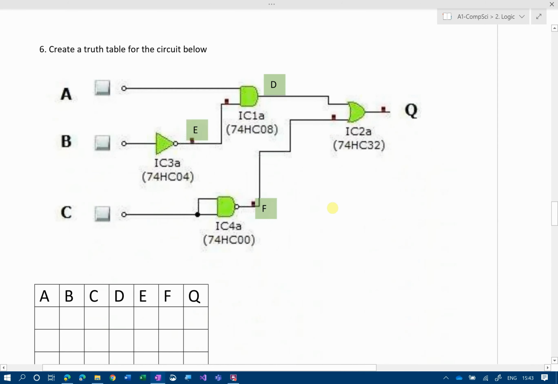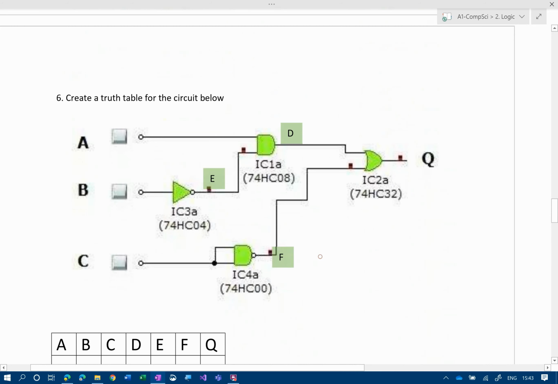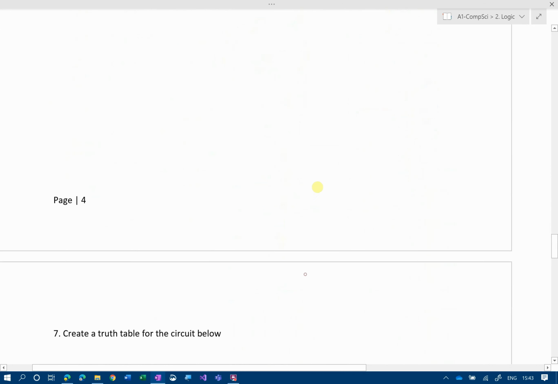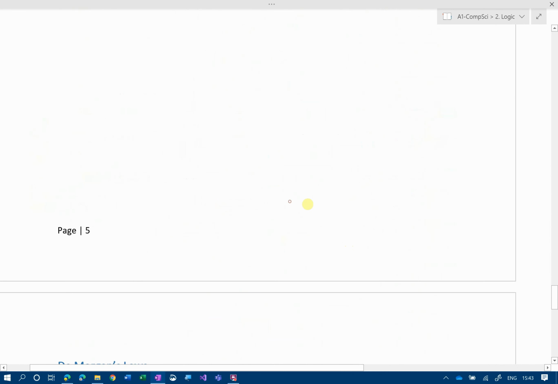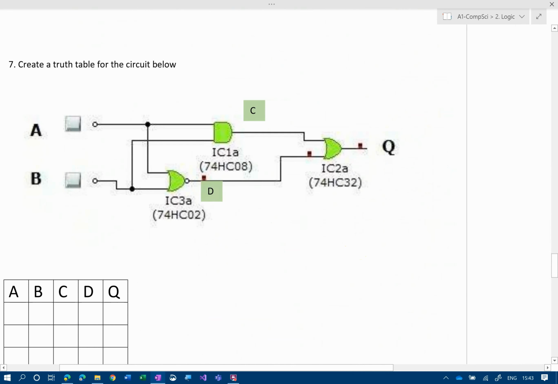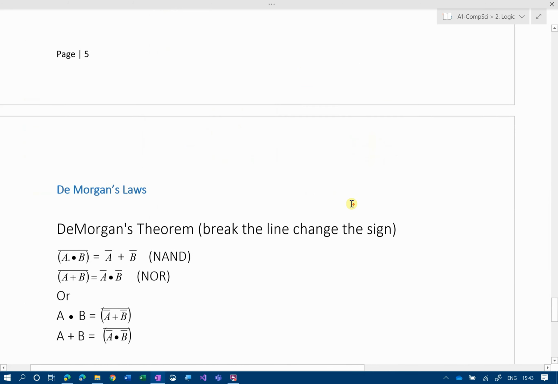Number 6 is another one with 3 inputs, so that one should be fairly okay. Again, I put the intermediates on that one, so it's fairly straightforward. Number 7 only has 2 inputs, so now let's create the truth table, but what I've left out, which I should have done, is plus a Boolean expression as well. So make sure you do the Boolean expression for number 7 as well. Okay, so there we go.